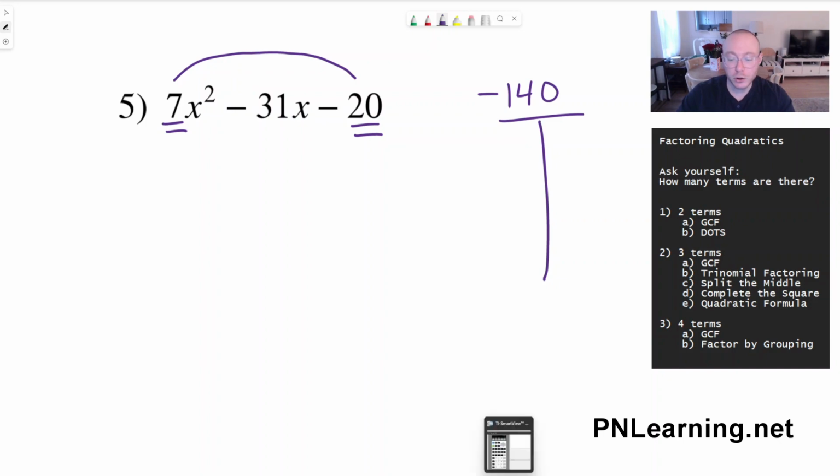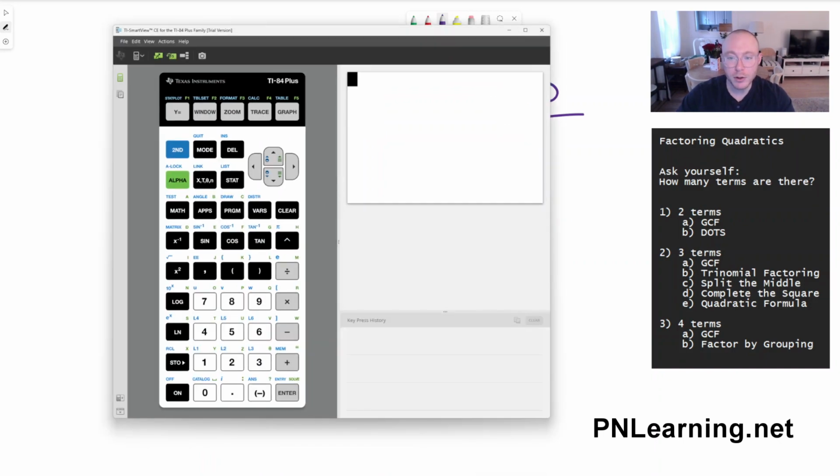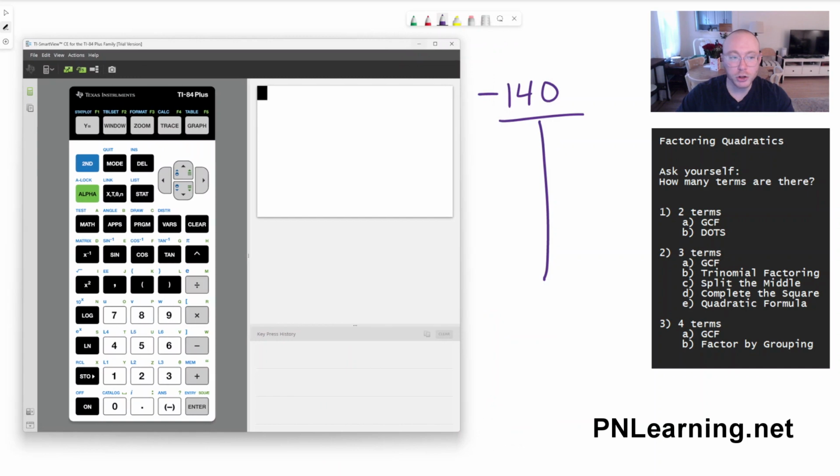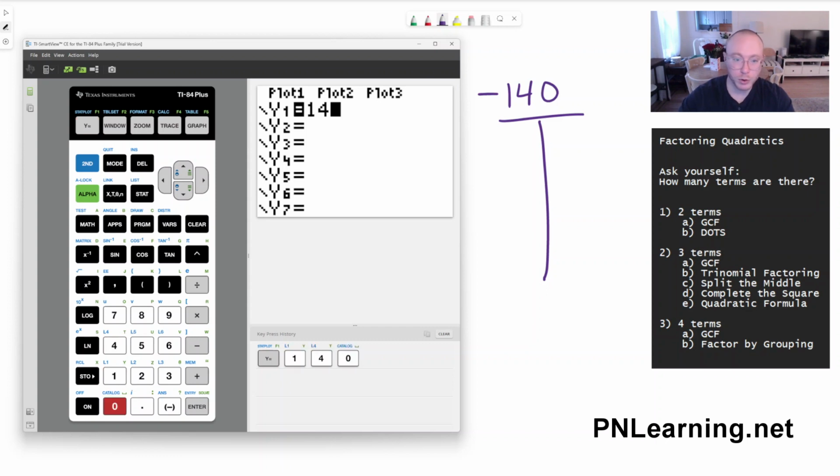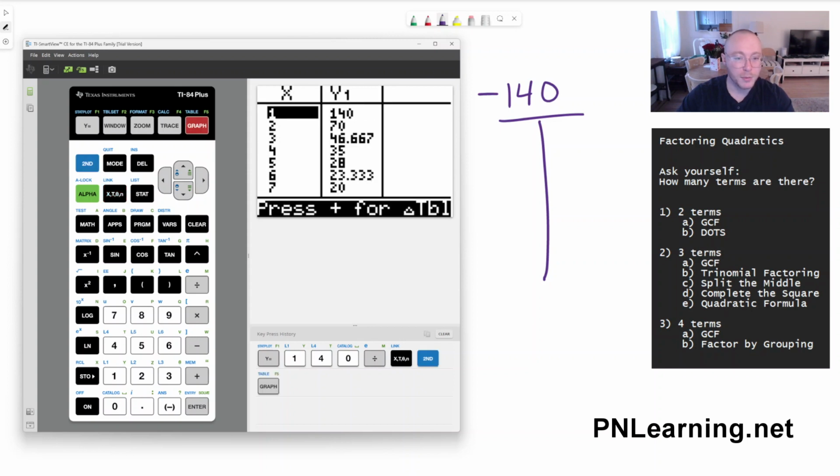There is a little trick that you can use if you have a graphing calculator and you're trying to factor a larger number like 140. You'll go to the y equals menu, you'll type in this number you're trying to factor, 140, and you're going to divide that by the variable x. And then if you hit second graph, you'll pull up the table.